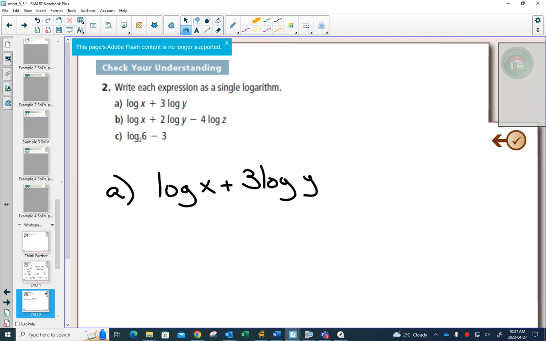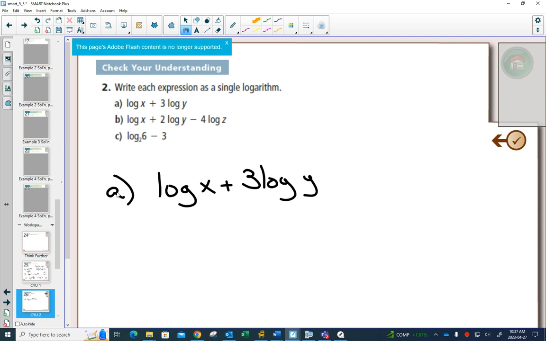If we're adding, we multiply. If we're subtracting, we divide. And if we have a number out in front, we can move it in as an exponent. So that's moving from the right-hand side to the left-hand side. But logs are fussy because the log law for adding only works when it's 1 log plus 1 log.